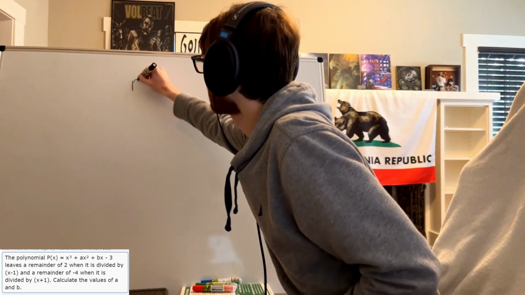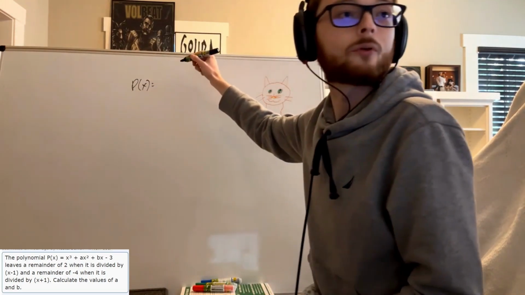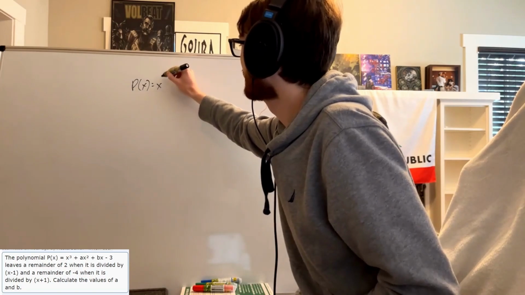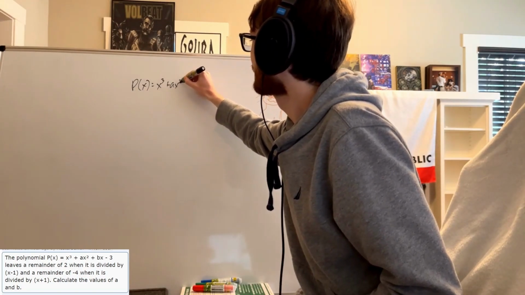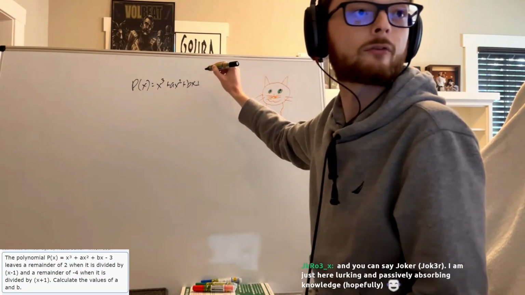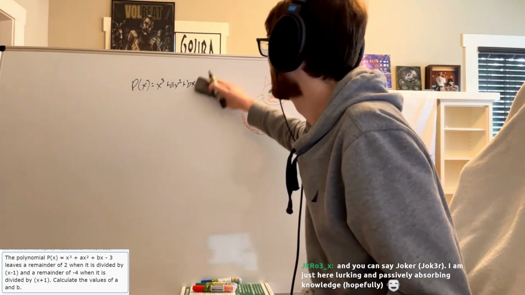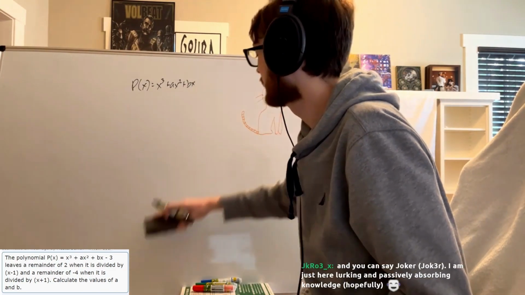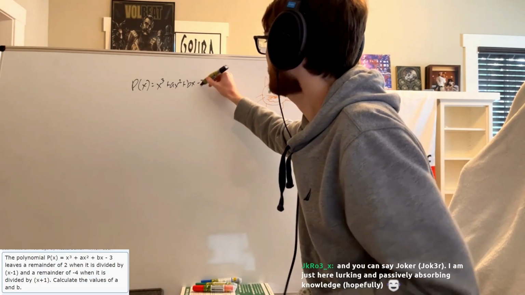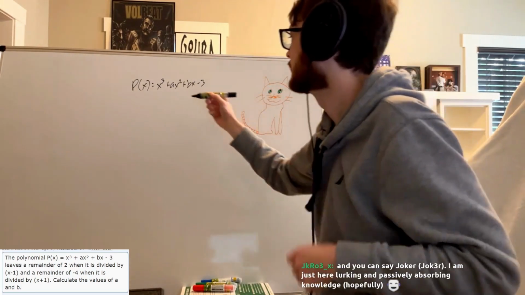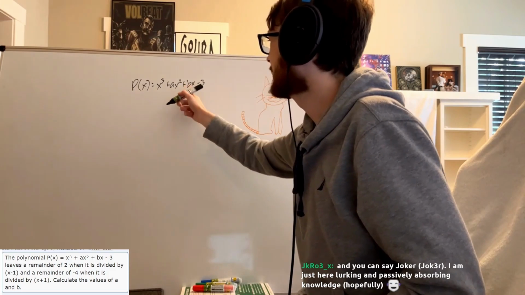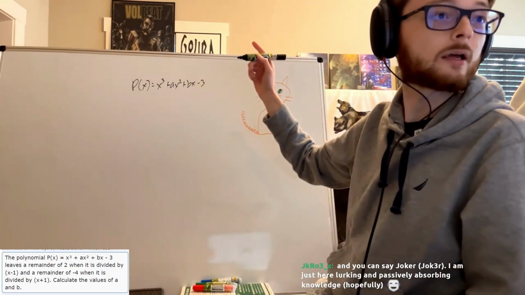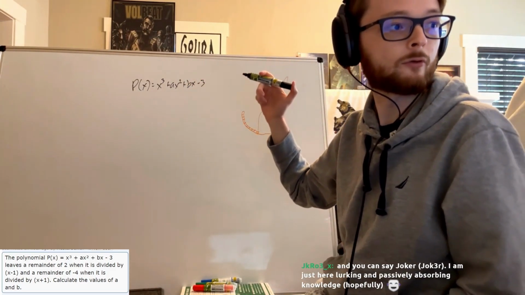So if we have P of x equals x cubed plus ax squared plus bx minus 3. And so if we divide P of x by x minus 1, we get a remainder of 2.